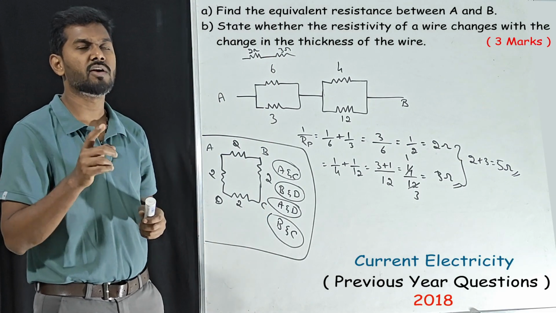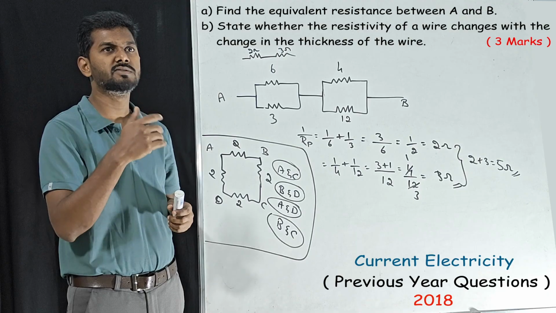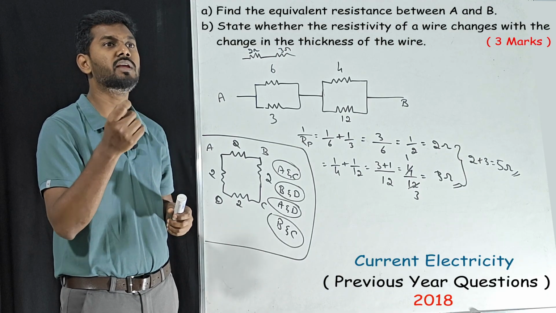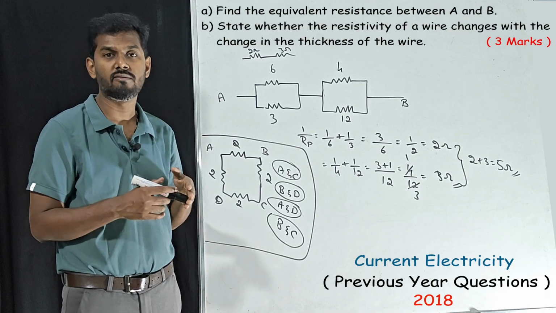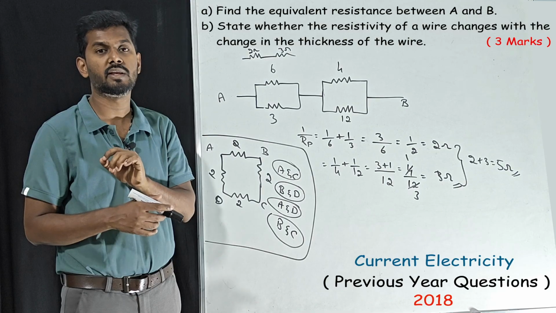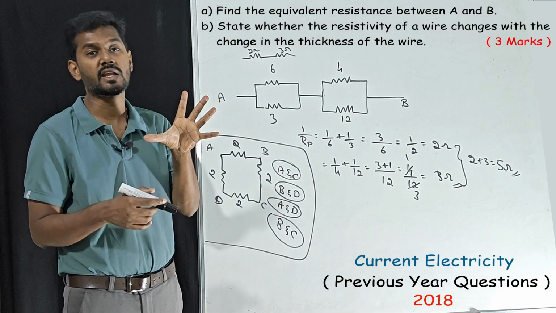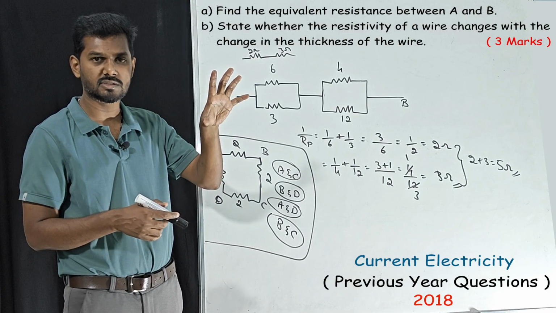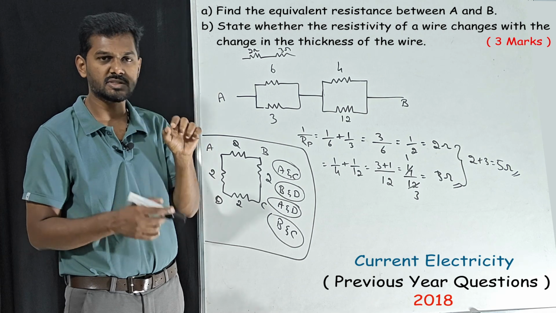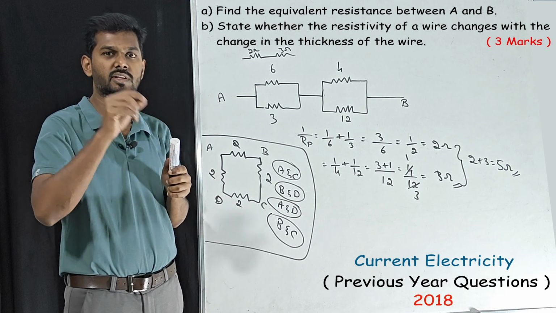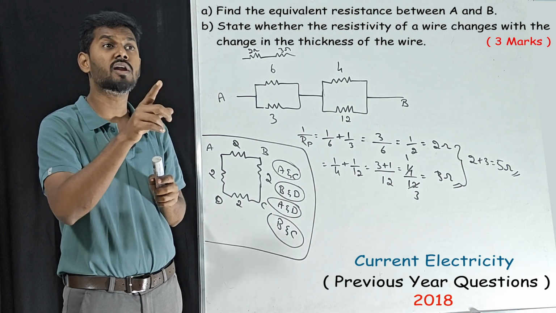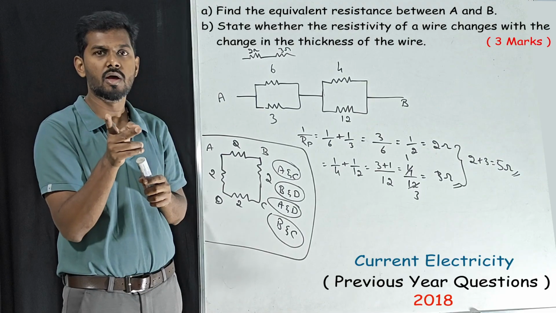State whether the resistivity of a material wire changes with the change in thickness of the wire. Just now we have learned that the resistivity of a material does not change with length and thickness, which is nothing but area of cross section. Thickness is nothing but area of cross section. If length or area change, specific resistance or resistivity remains the same.